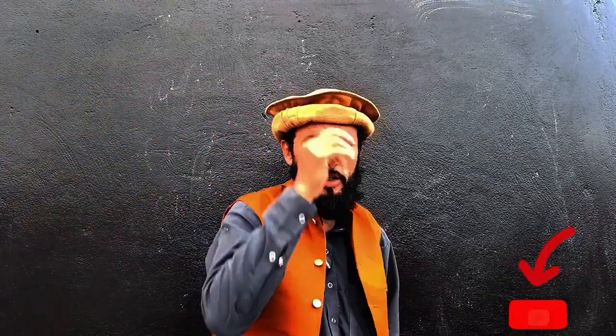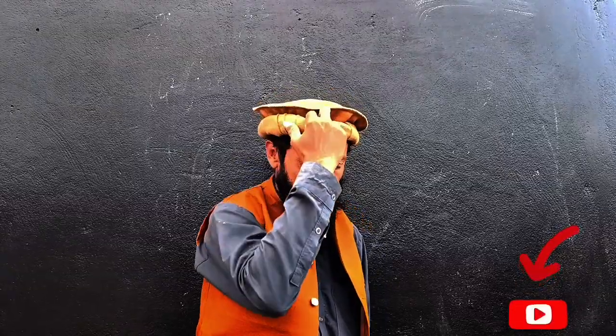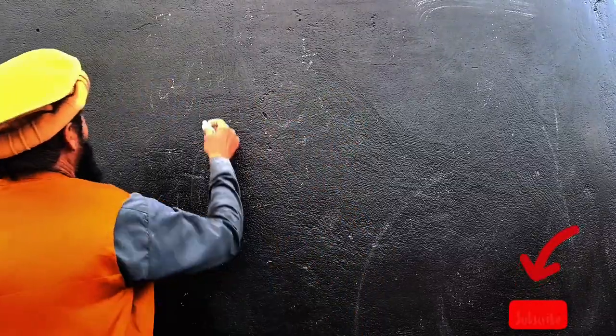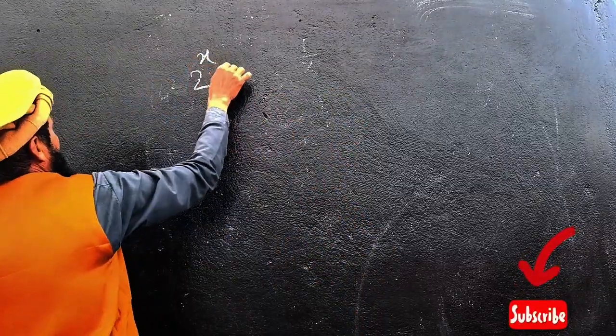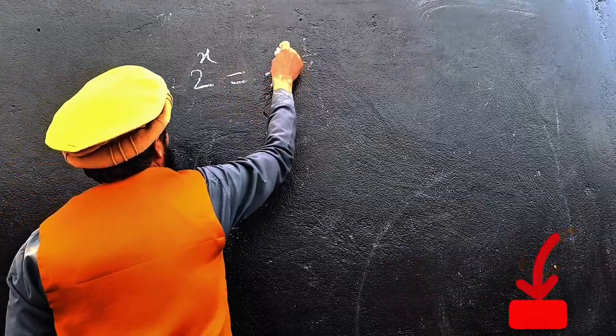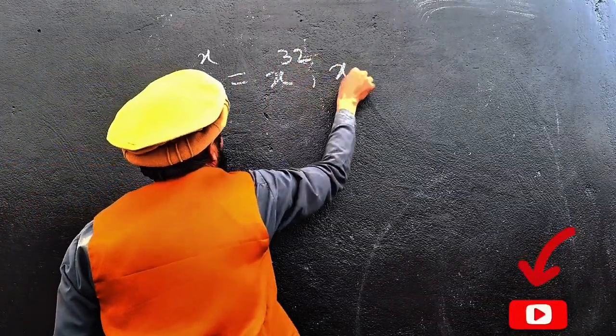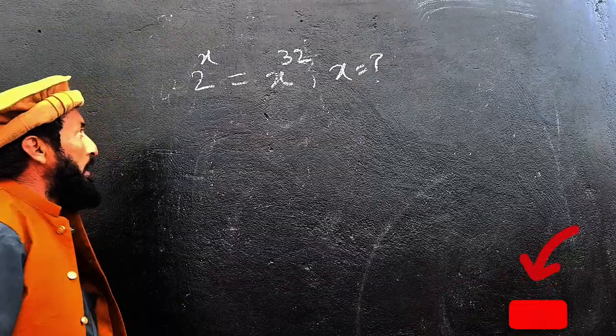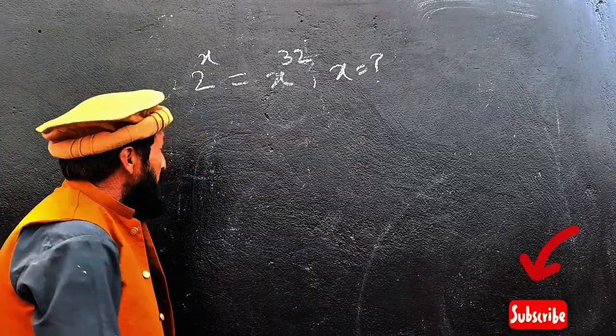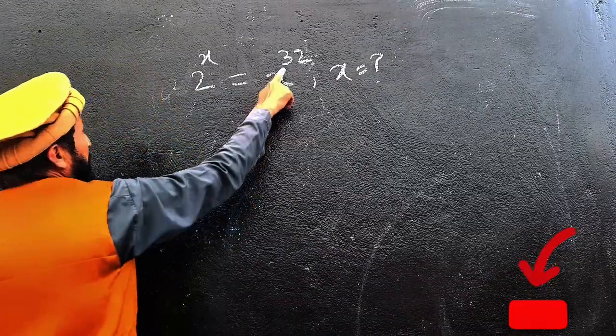Today we have a very interesting question for you, a new exponential equation. So let's start: x to the power x is equal to x to the power 32. How can we calculate the value of x from this exponential equation? If we look here, there is 32.